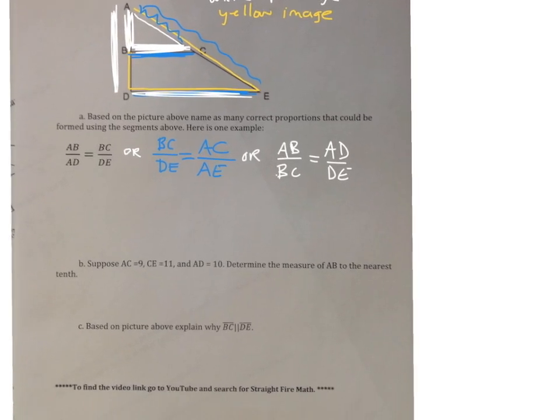So all right, the bottom here has got some exact examples. So for question B, it says suppose that AC is actually 9, and it says CE is 11 and AD is 10. It says determine AB to the nearest tenth. So in my picture I'm looking for AB. I'll put an X there as a reminder for the fact that I'm looking for that distance right there.